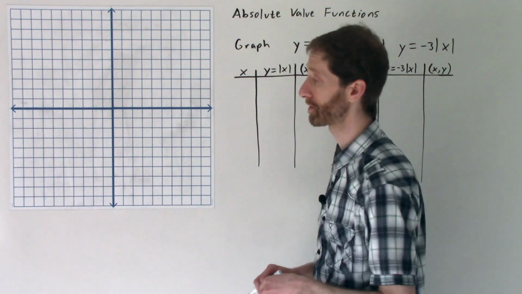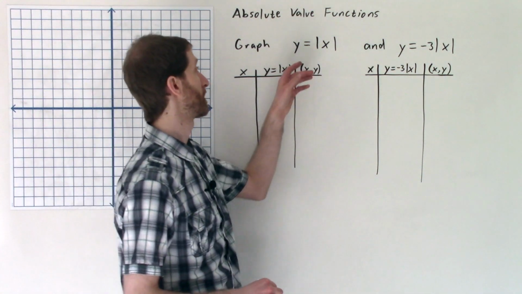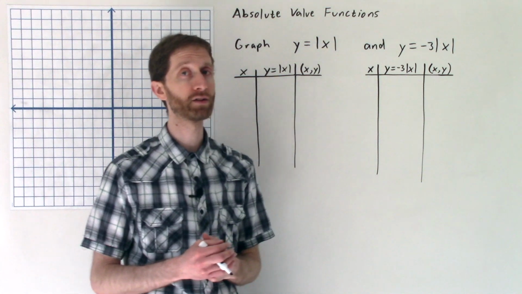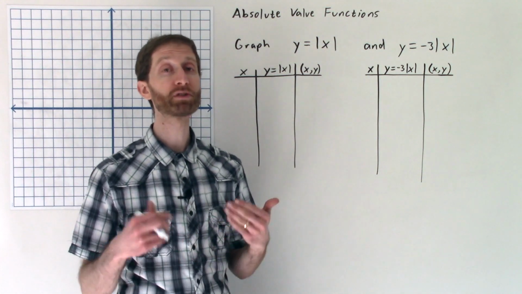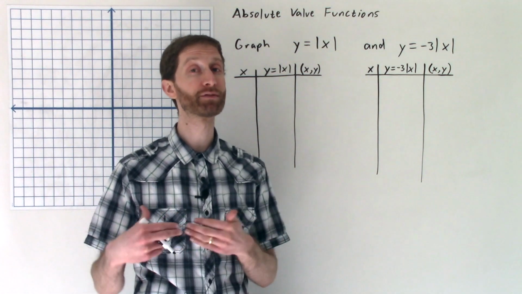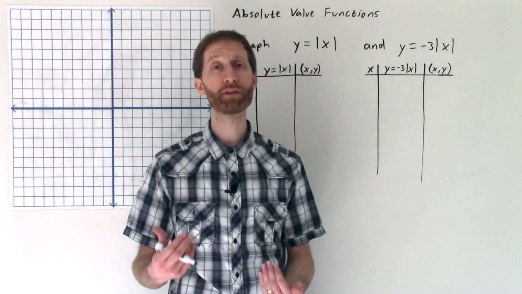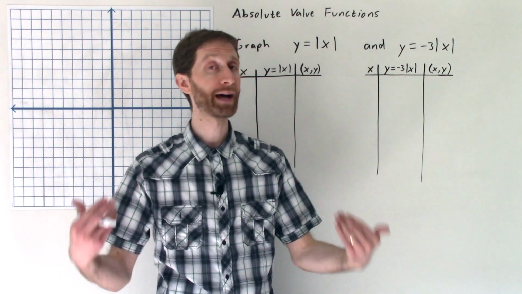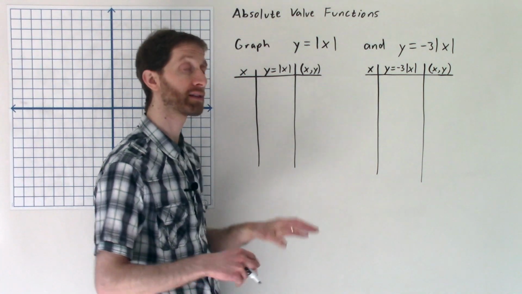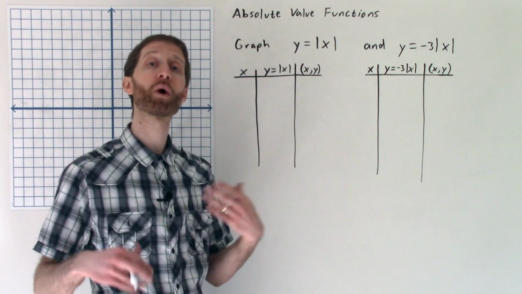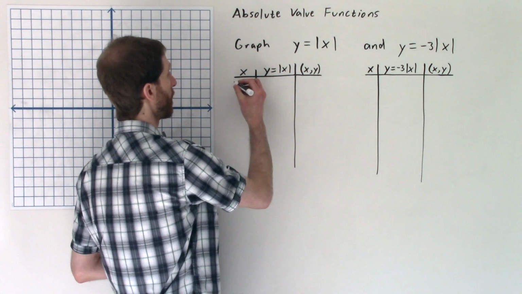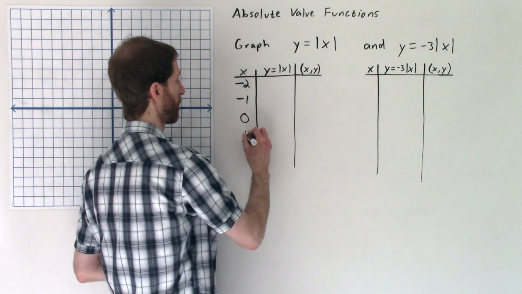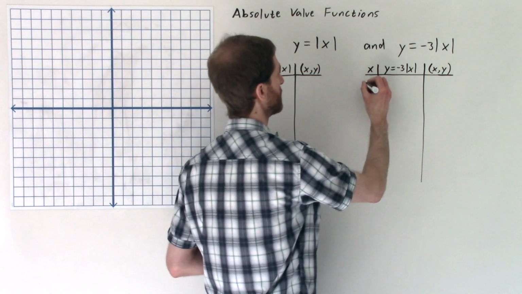So I'm going to give you two graphs. We're going to do them both on the same graph at the same time. Y equals the absolute value of x, and y equals -3 times the absolute value of x. Recall that the absolute value of a number is the number's distance from 0. So if I take the absolute value of a number and it's negative, its distance from 0 is still positive. Let's go through, and I'm going to pick the same symmetric numbers I picked in the quadratic functions video. For symmetry purposes, -2, -1, 0, 1, and 2, for both of these graphs.